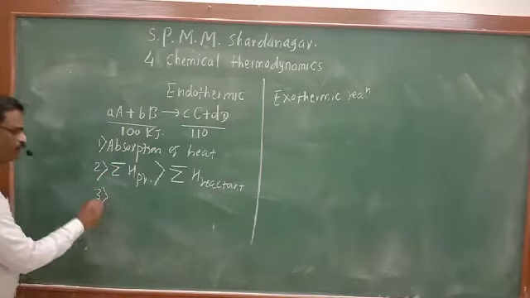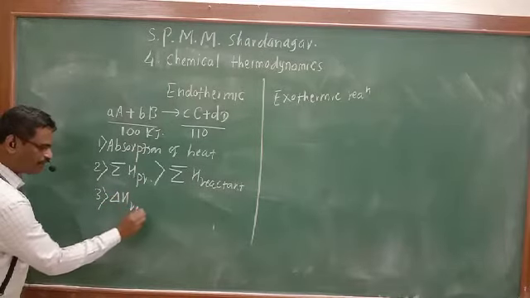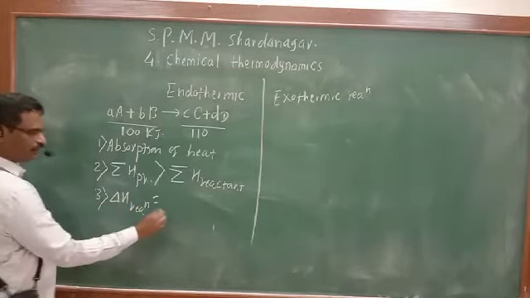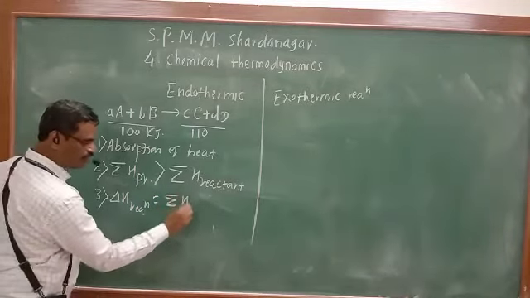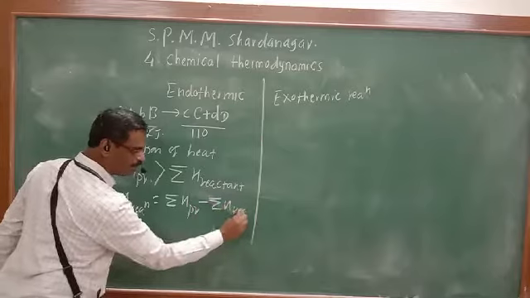Third important point, we know delta H of reaction is nothing but the summation of enthalpy of product minus the summation of enthalpy of the reactant.